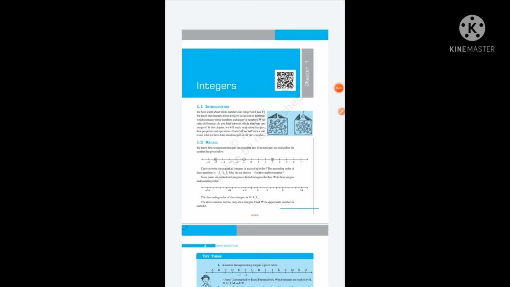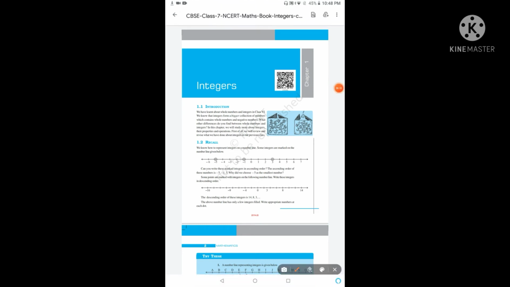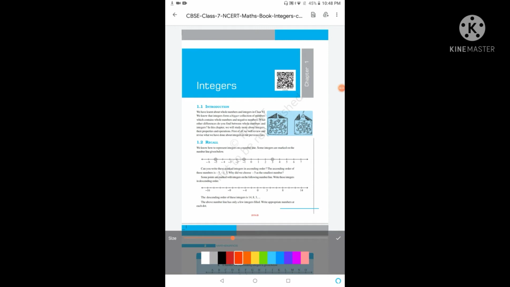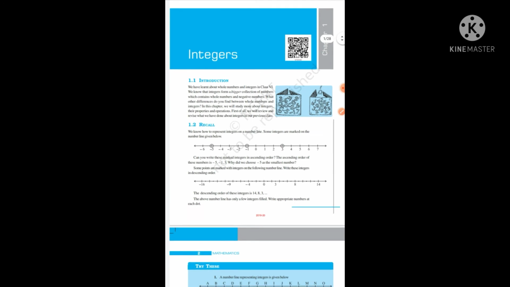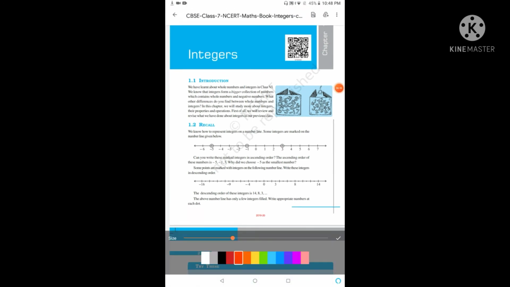Okay, now let me go to the chapter. So now we are doing integers, right? This is our heading. It is a very easy chapter if you learn carefully. Okay, I just taught you about the number line, right?